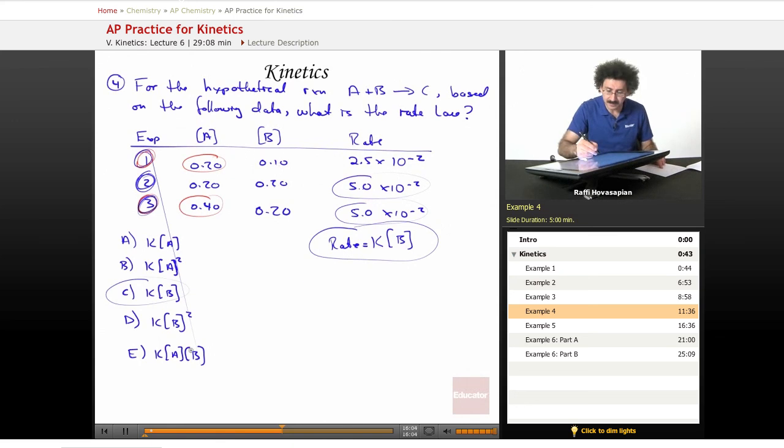That's it. Anytime you have data like this, you take a look at some doubling, some change in concentration, and you see how the rate changes. And that'll tell you the order of that particular concentration term in the differential rate law. And then you just look through your choices. Good.